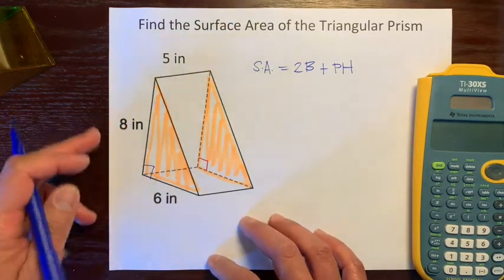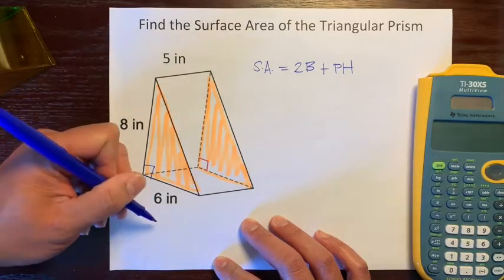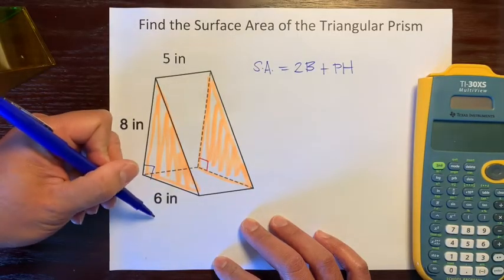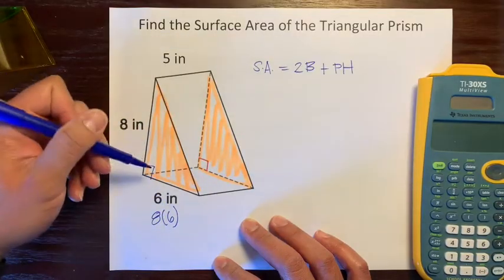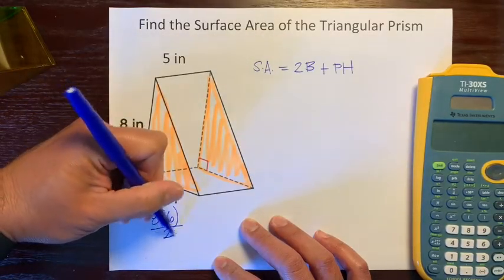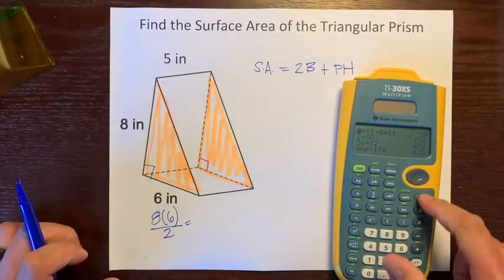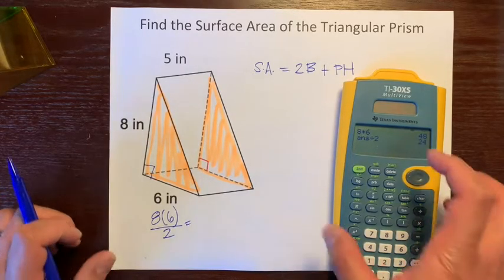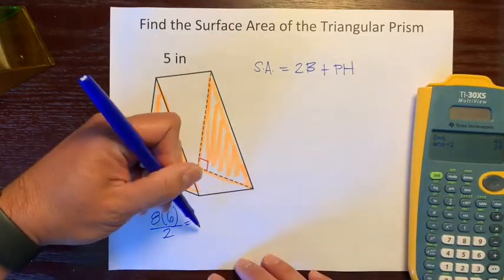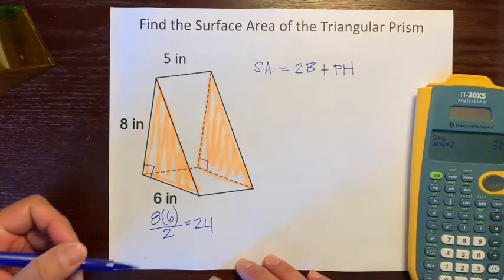So we have the two sides. Let's just multiply it. So 8 times 6, and since a triangle is half of a rectangle, we'll divide by 2. Let's use our trusty old calculator. 8 times 6, and half of it, because it's a triangle, half of a rectangle, is 24. So this one triangle is 24 inches squared.